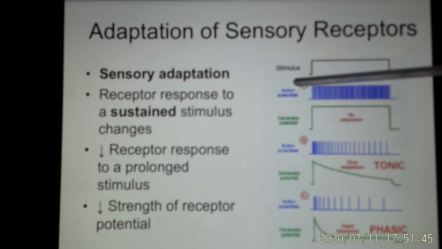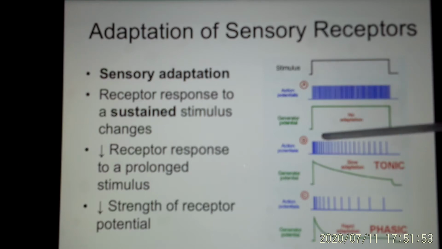and ideally you want them to generate all the action potentials, but for all the sensory receptors, they won't keep doing this. Their response decreases. Even though you have the same stimulus, their action potential frequency starts to decrease. They can decrease slower, or they can decrease much faster.